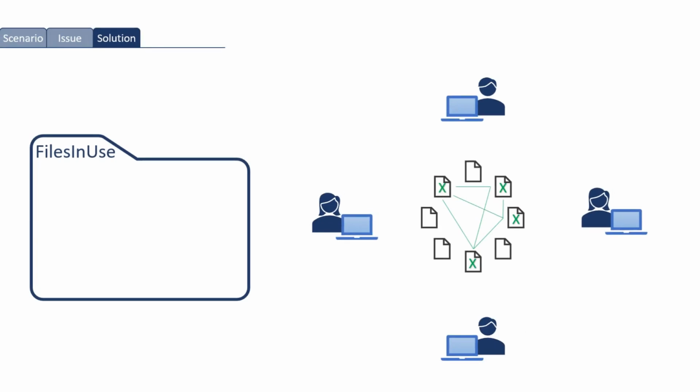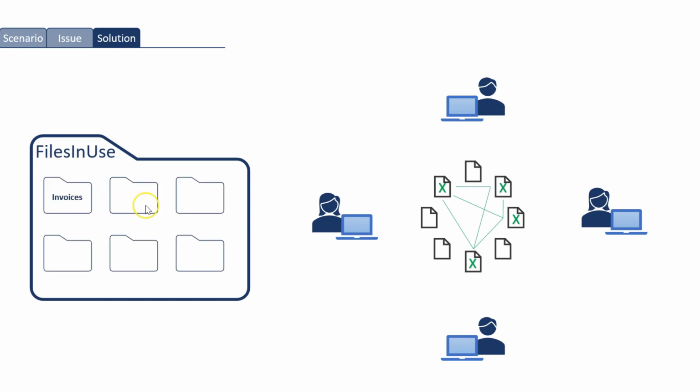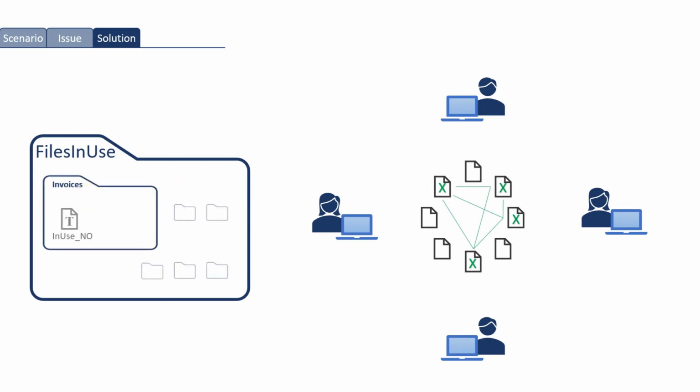So this is what I thought I could do. I created a folder on a certain location called Files in Use. Inside that folder, I created subfolders named after each one of the Excel files that I wanted to install this system on. For example, if this file is called Invoices, I created a folder called Invoices. Inside of each one of these folders, there will be by default a text file called inuse_no. This file is merely an empty text file. What matters here is that the file is in that location and has that name.